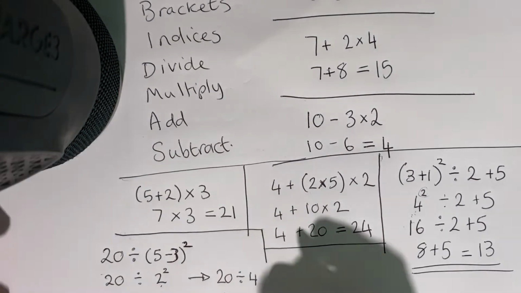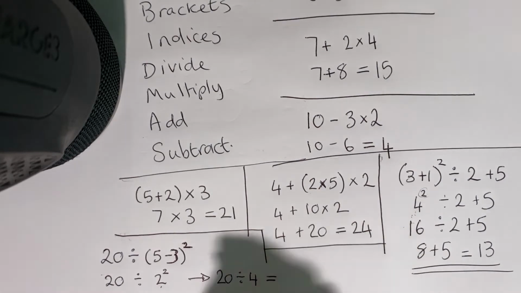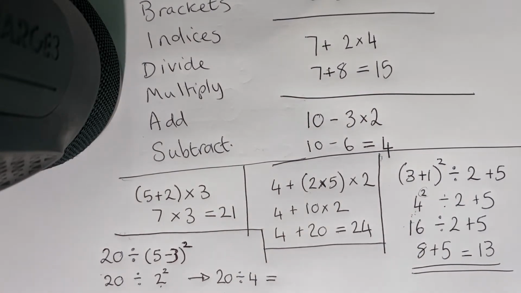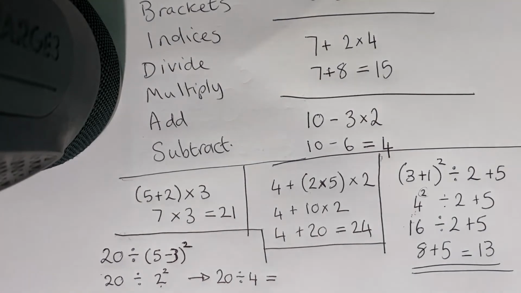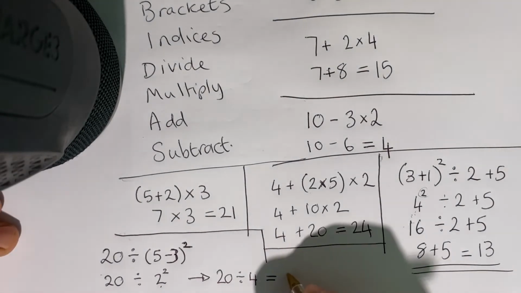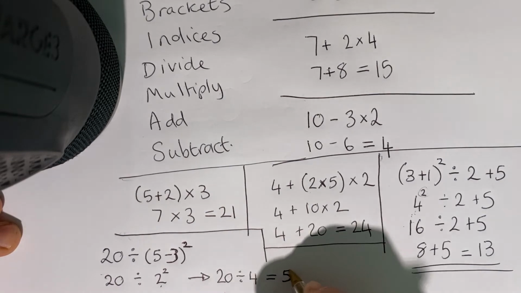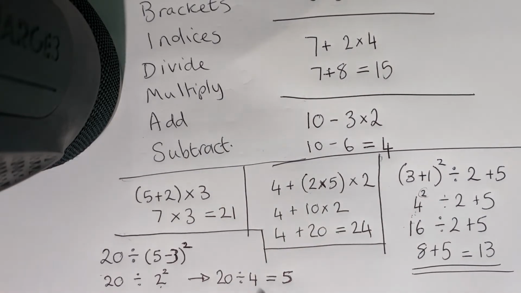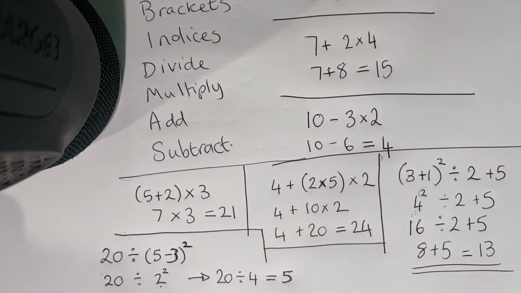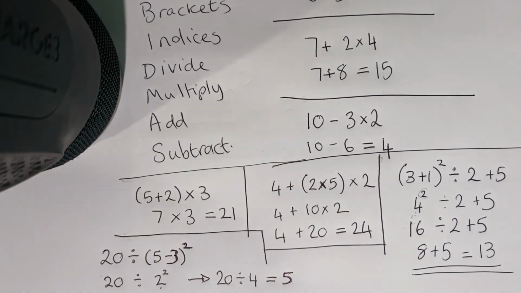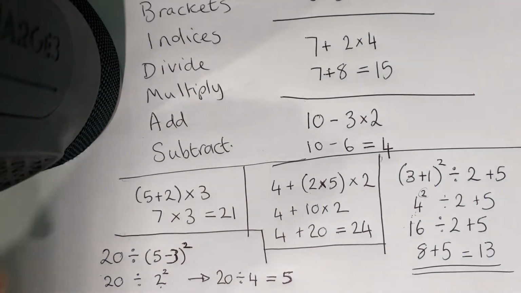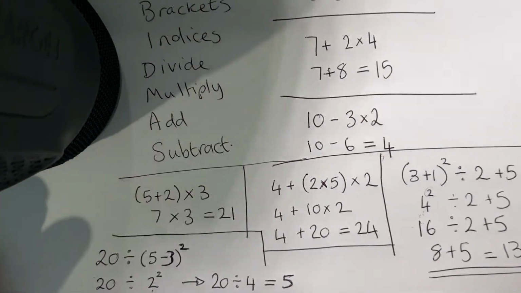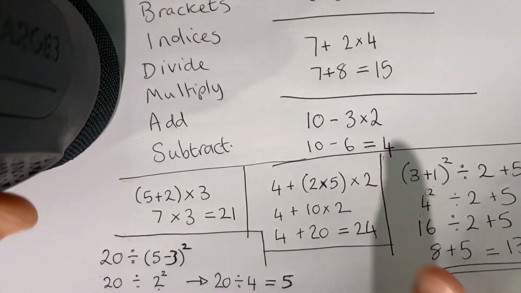Okay, and we know that 20 divided by 4, if we count up in 4s, 4, 8, 12, 16, 20. 20 divided by 4 is 5. So here we go, we've got 20 divided by 4 equals 5. Right, again, if you want more work on that, you can access the deep dive session, and that will help you out there.